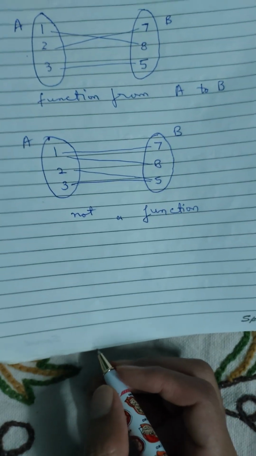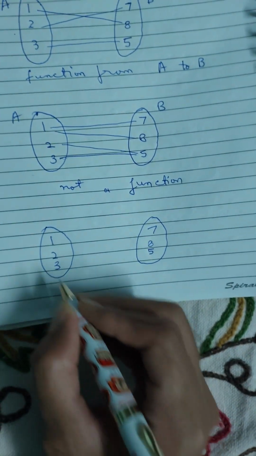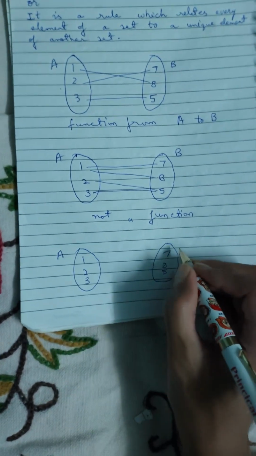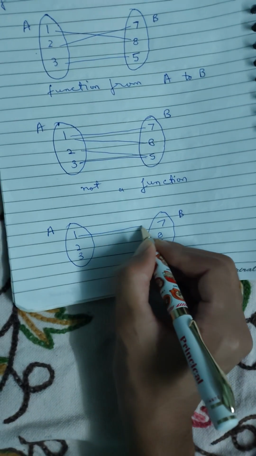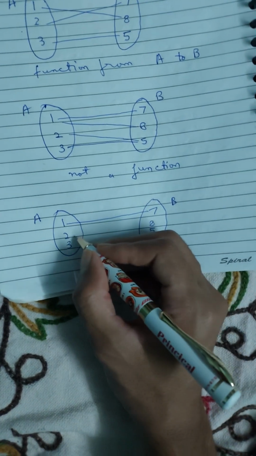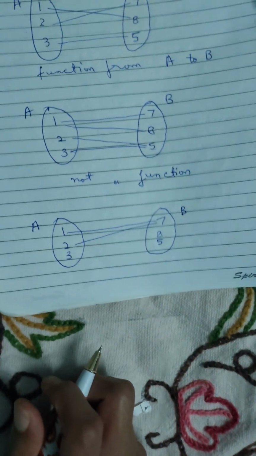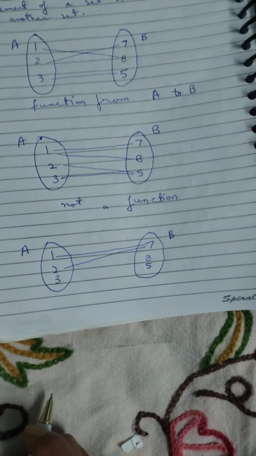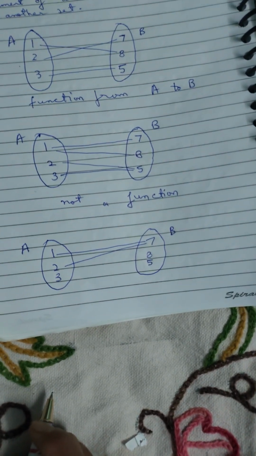Now I'll show you how the every factor gets violated. So same sets here, set A and set B. Every factor, for example, 1 is related to 7, 2 is related to 7, and 3 is left alone. So this is not a function because the every factor is violated.